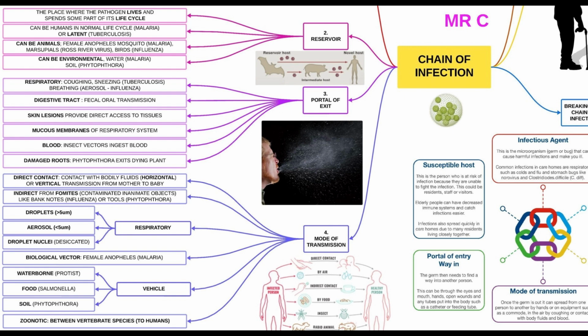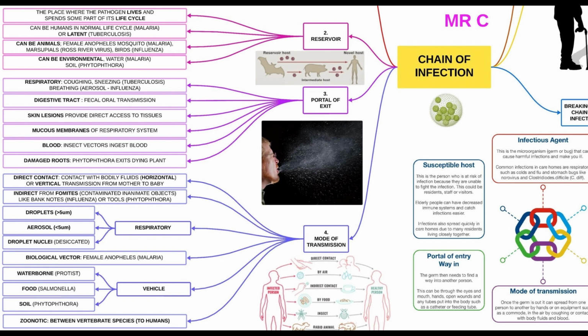Number 4 is the mode of transmission, which is how the pathogen travels between hosts. The first big subdivision is whether it's direct or indirect. Direct requires close proximity. It can either be horizontal, which is the passing on of a pathogen between hosts, or it can be vertical, which is from mother to baby. Indirect is using fomites, which are things that are inanimate, like banknotes or unsterilized tools.